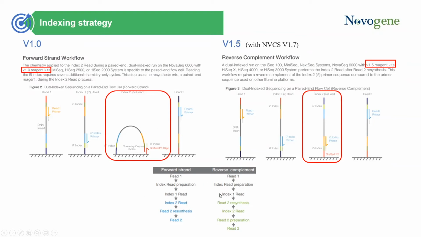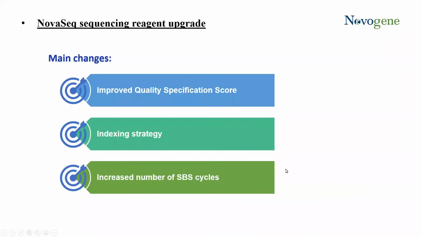Here we have it written methodically as it progresses. So the forward strand, which is the workflow 1, goes as follows, right? The insert primer adds, we read the insert. The I7 primer adds, we read the I7. Apologies for that.